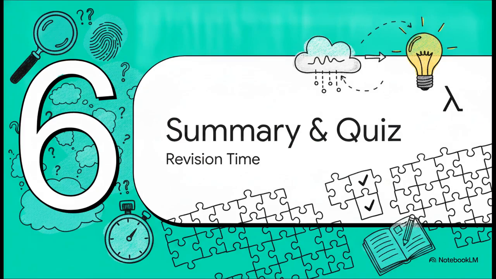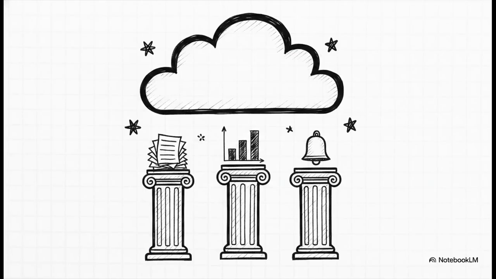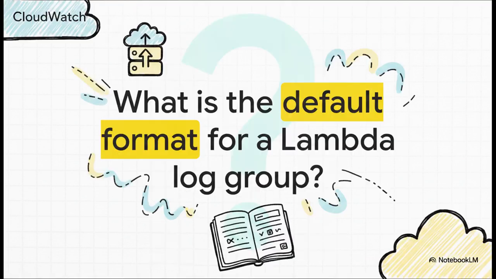Finally, Section 6, Summary and Revision Quiz. It's time to put those detective skills to the test and lock in what we've learned today. Just to quickly recap, CloudWatch is the ultimate observability tool for your ephemeral or short-lived Lambda functions. It gives us the logs, metrics, and alarms that make up the 3 pillars we use for all our debugging. Okay, question 1. What is the default naming format for a Lambda log group in CloudWatch? Take a second.